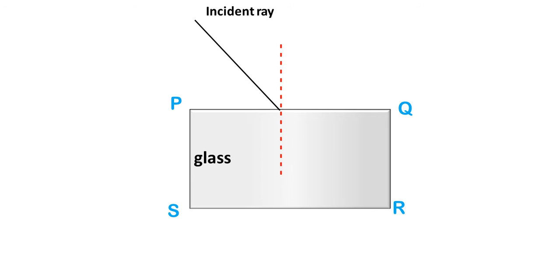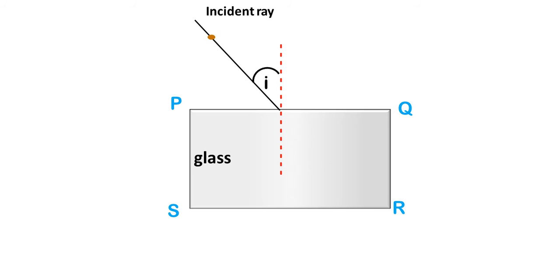Now for that, take a glass slab and mark the outline of the glass slab on a white sheet of paper. Name it as PQRS. Now remove the glass slab and draw a normal at any point on the surface PQ. Now what you have to do? You have to draw an incident ray at an angle I. Suppose I is 30 degrees. Angle of incidence is nothing but the angle between the incident ray and the normal. And suppose you have taken it as 30 degrees.